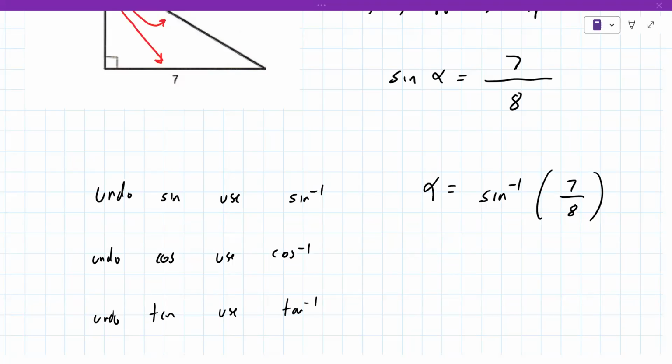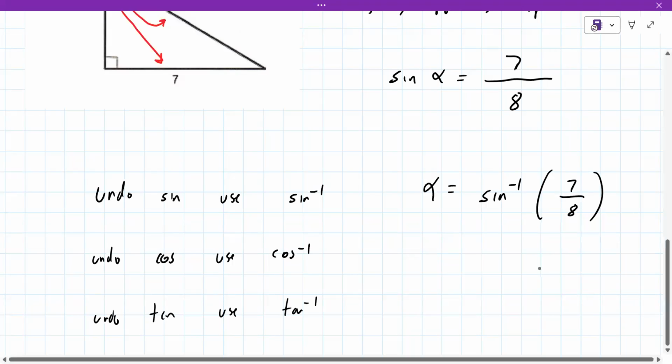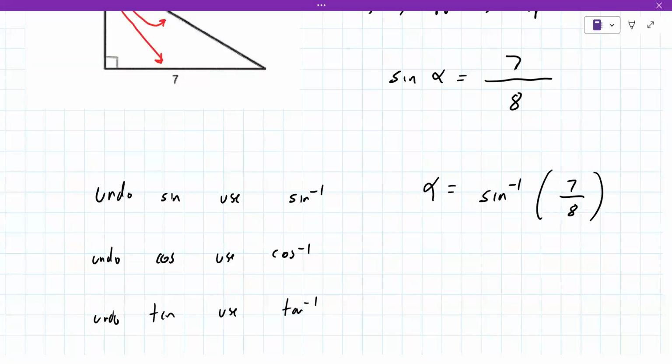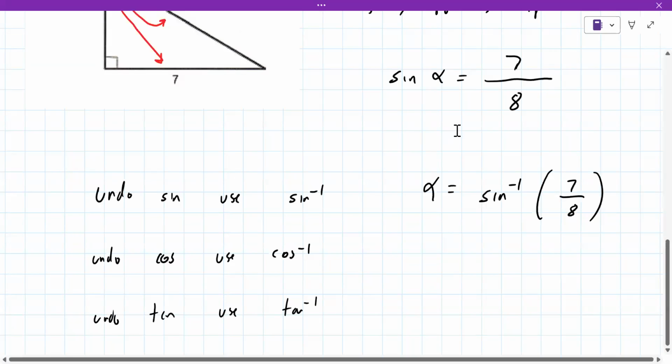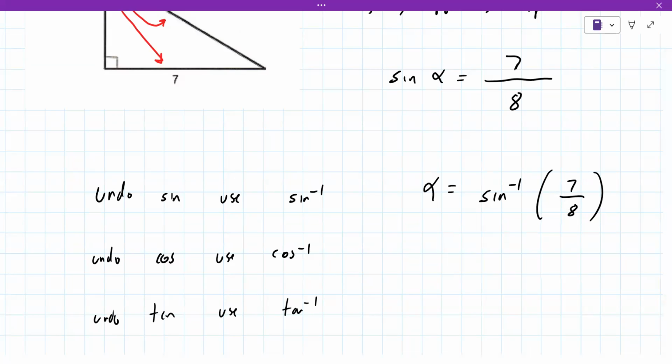Would it be 0.7? So 7 divided by 8 is like 0.875, but you have to use the sine inverse. It's got to have this -1. What kind of calculator are you using, if you don't mind me asking? None. Well, how are you doing the calculations? Looking it up.